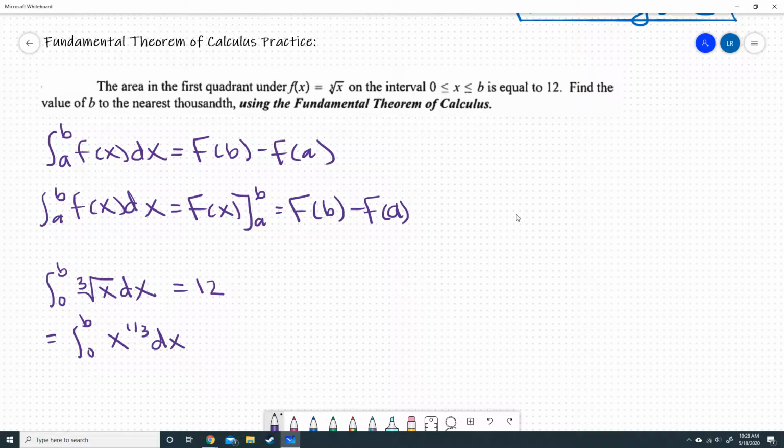That helps us integrate it because now we can increase by one exponent and divide by that exponent. If I increase by one exponent, we're up at 4/3, and dividing by 4/3 is multiplying by 3/4. And of course, we have to evaluate it from 0 to b. And when we're done evaluating it, it should equal 12.